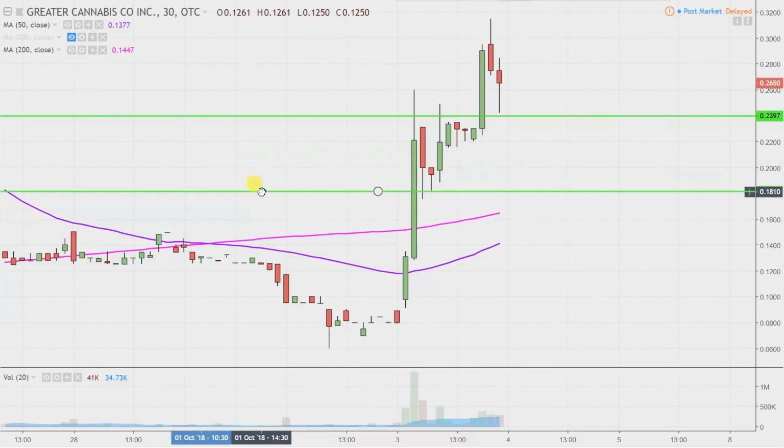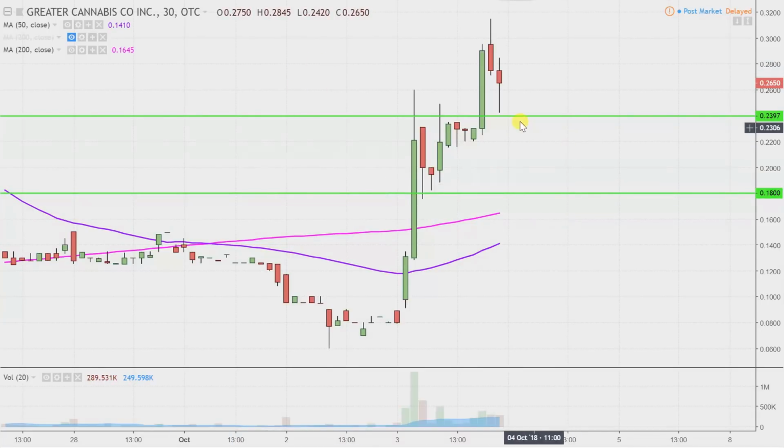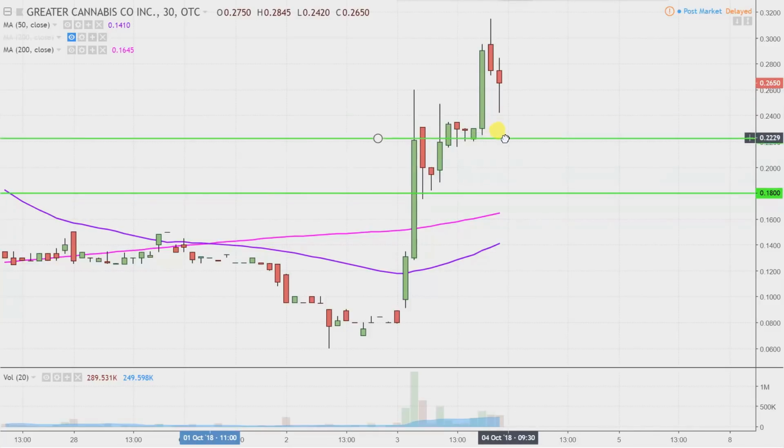Next level of support after that would be the bottom portion of this consolidation phase right here around 18 cents. So 24 cents, or I must have grabbed the wrong line there. There we go. 22 cents and 18 cents, two of the near-term levels of support.